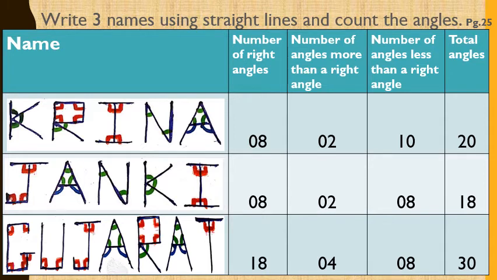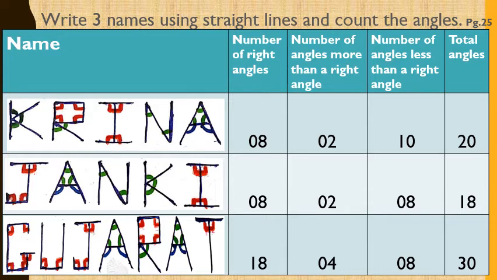Here I have written 3 names: Krina, Janki and Gujarat. Here right angles are shown in red color. Angles more than a right angle are shown in blue color, whereas angles less than a right angle are shown in green color.